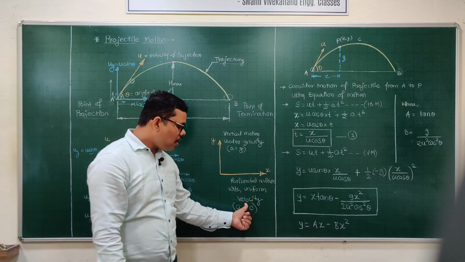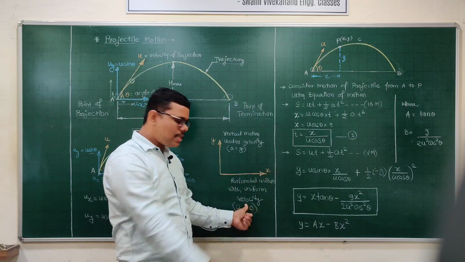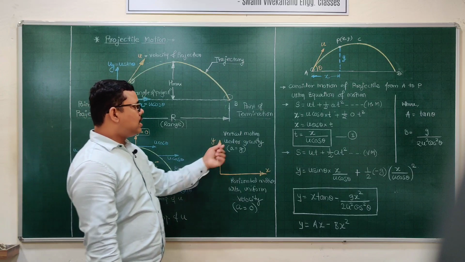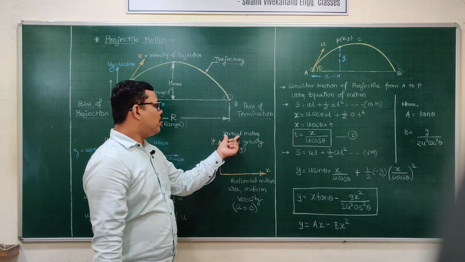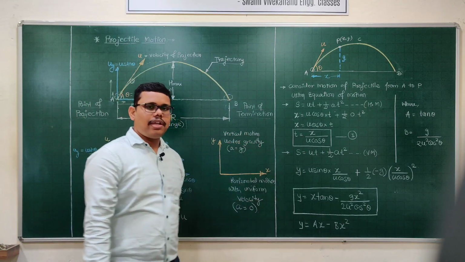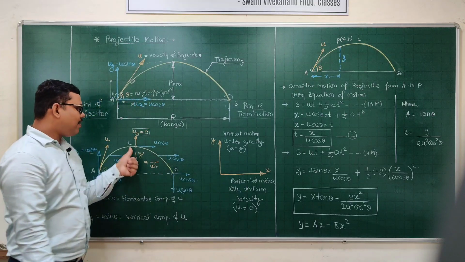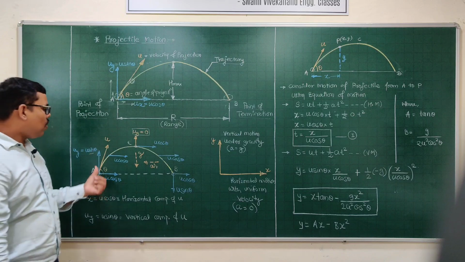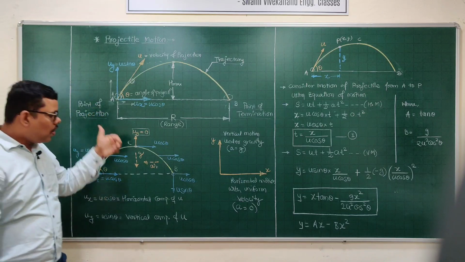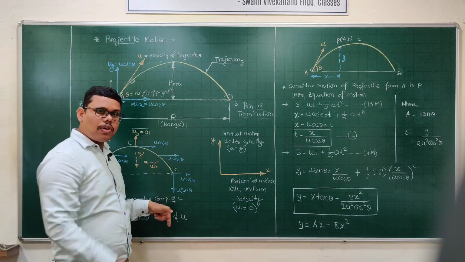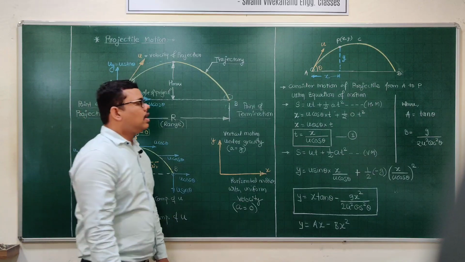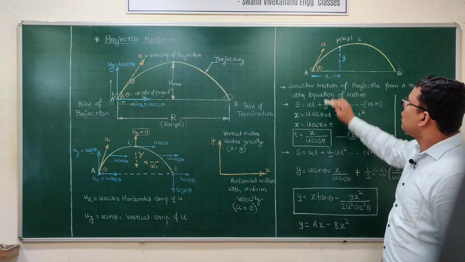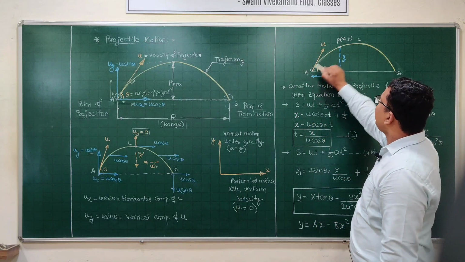Since velocity is uniform along the x direction, acceleration becomes 0, and along the y direction this motion will be what? Vertical motion under gravity. Because of the gravitational force, velocity keeps on decreasing when the object is moving upward, and velocity keeps on increasing when the object is moving downward. Further, here we consider the motion of this projectile from point A to P.